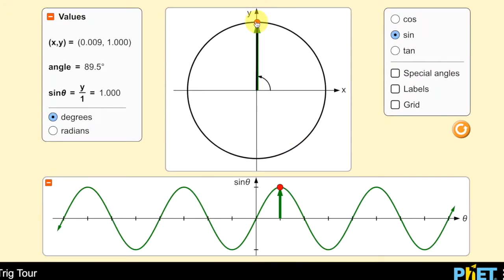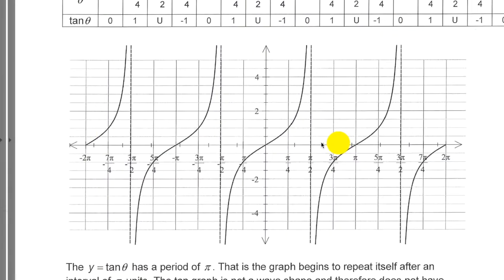Now let's move on beyond that. Again, the tangent line is here. How do I evaluate what the tan is? I simply reflect that ray back and see where it intersects that tangent line. So you can see where I am at the moment, it's going to be a very large negative value, and that's shown on the graph as well.